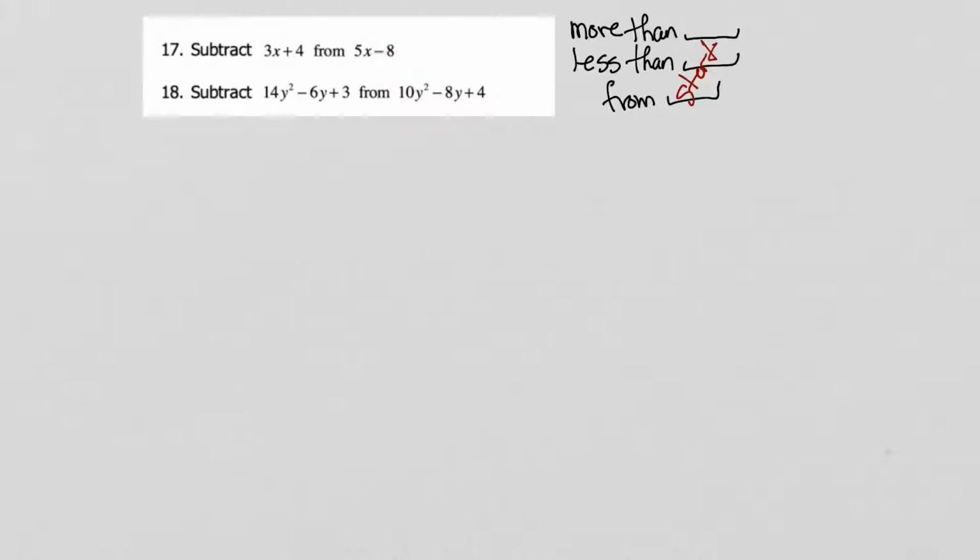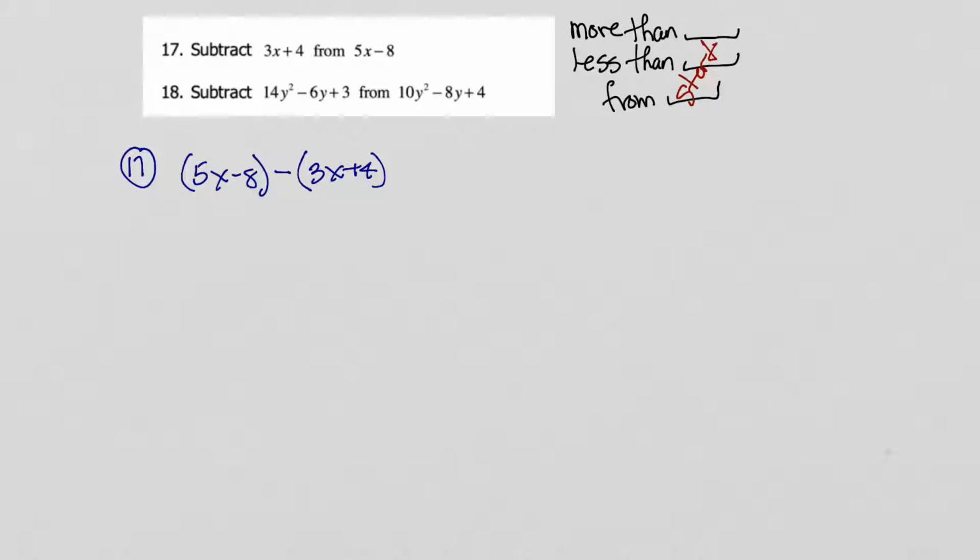This is where we start. This follows the word "from." So in number 17, I'm going to start here. I'm going to have 5x minus 8, and from that I will subtract 3x plus 4.